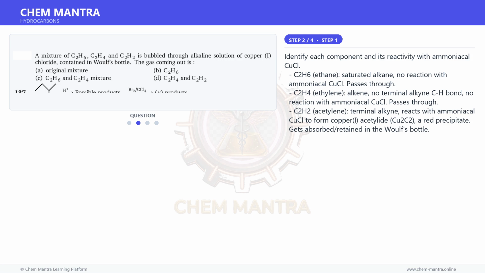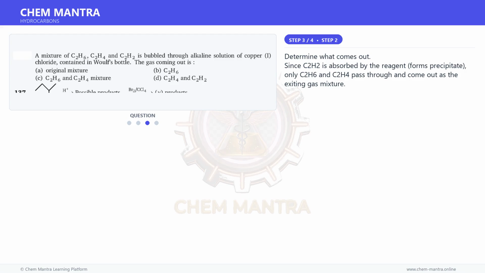C2H2, acetylene, terminal alkyne, reacts with ammoniacal CuCl to form copper(I) acetylide, Cu2C2, a red precipitate. Gets absorbed, retained in the Wolff's bottle. Moving on to the next step. Determine what comes out. Since C2H2 is absorbed by the reagent and forms a precipitate, only C2H6 and C2H4 pass through and come out as the exiting gas mixture.